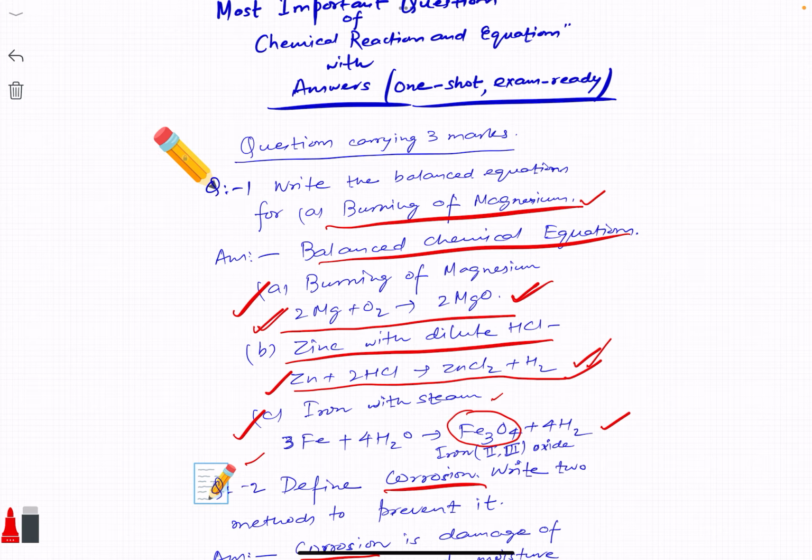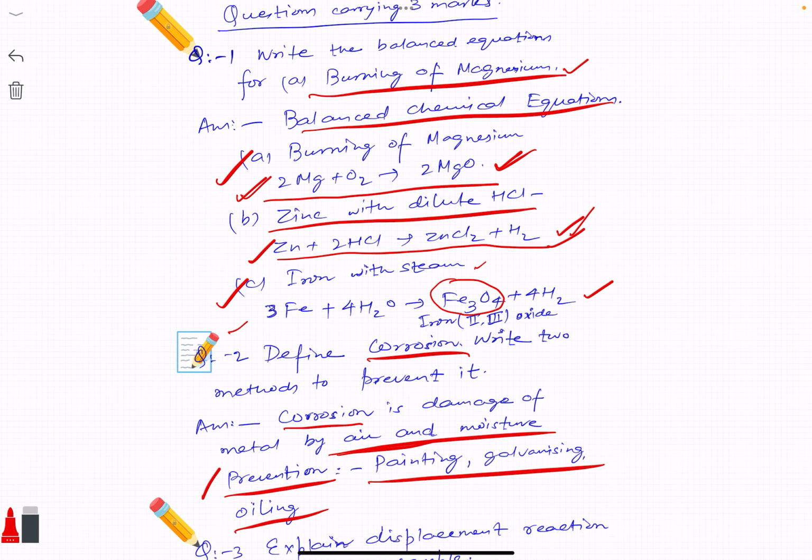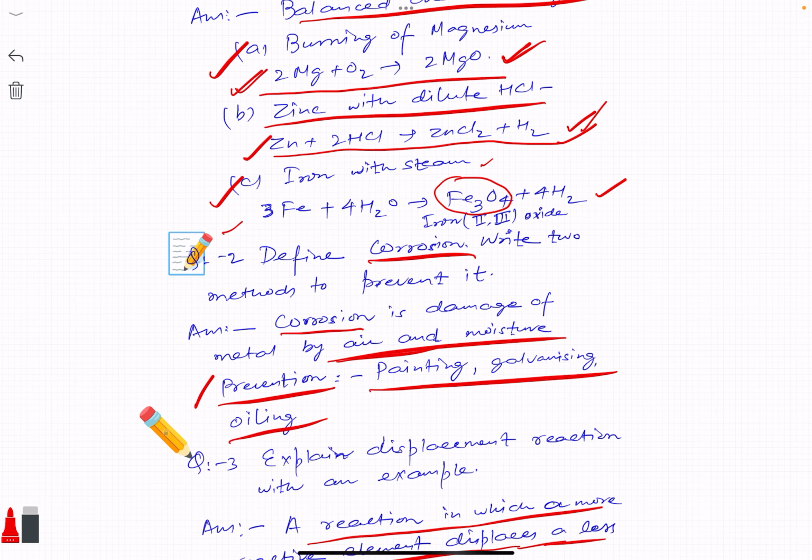Question number B, zinc with dilute HCl. When zinc reacts with dilute HCl, it gives ZnCl2 + H2. Iron with steam, then the equation is 3Fe + 4H2O → Fe3O4 + 4H2. Iron oxide is formed.